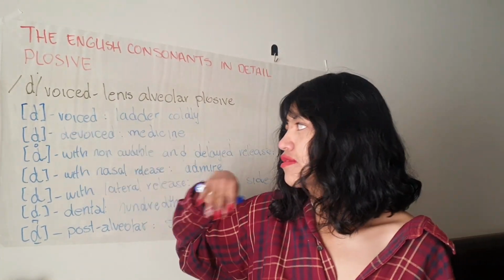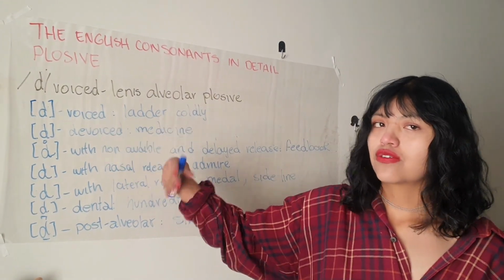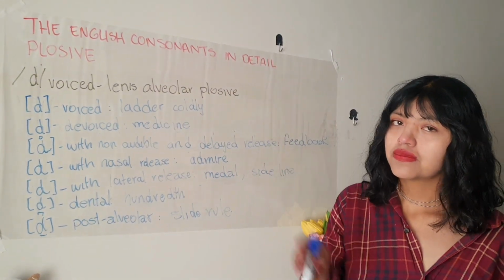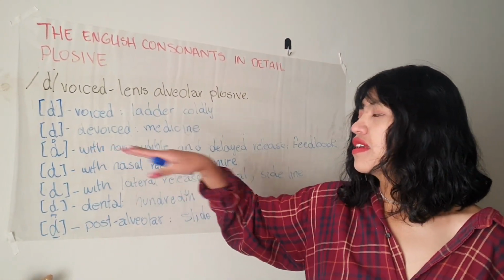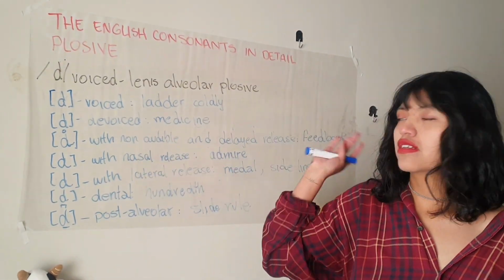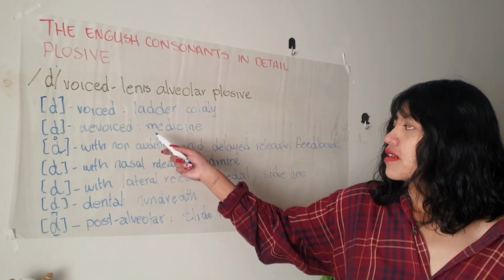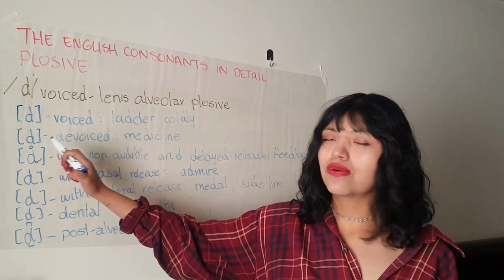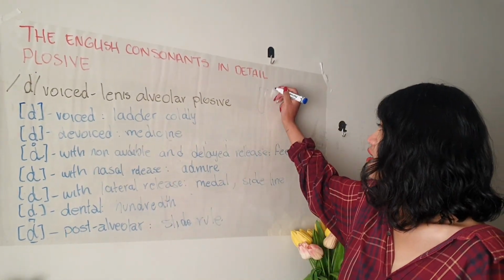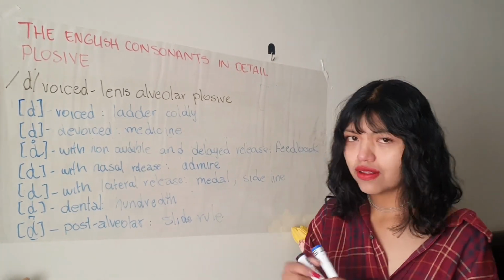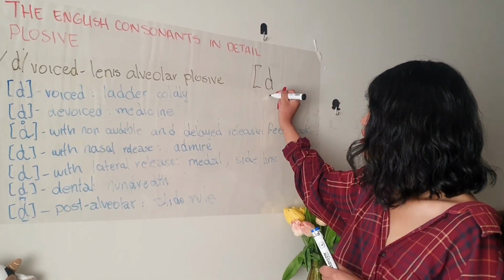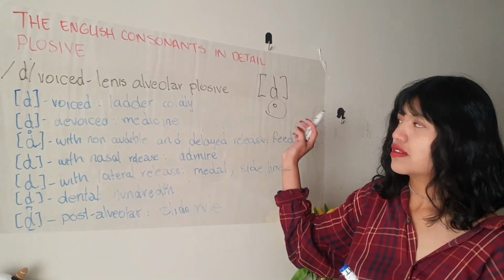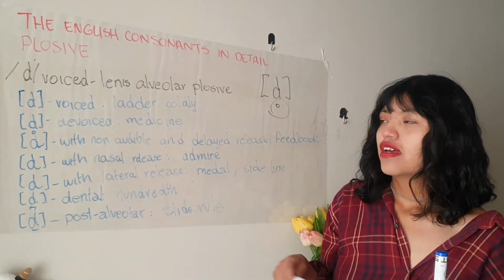The first one has no diacritic and is voiced, or sonoro in Spanish, and we have examples: ladder, coldly. The second one is the devoiced one, which is ensordecido in Spanish. We have examples like medicine, and as I said before, we use this diacritic, like a little small zero, when the sound is devoiced, in order to know that it is ensordecido in Spanish.